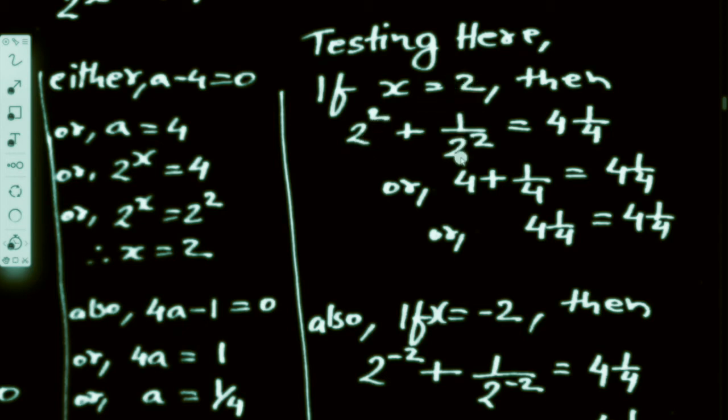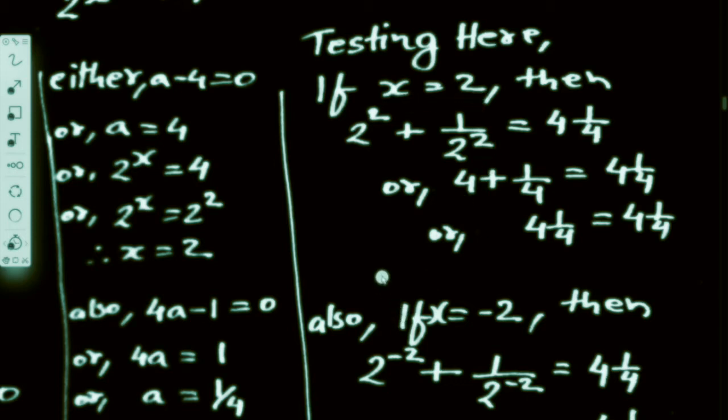Now 2 square plus 1 by 2 square equals 4, 1 by 4. 2 square means 4, plus 1 by 2 square means 1 by 4, equals 4, 1 by 4. Here both sides are the same. It means the value x equals 2 is right.